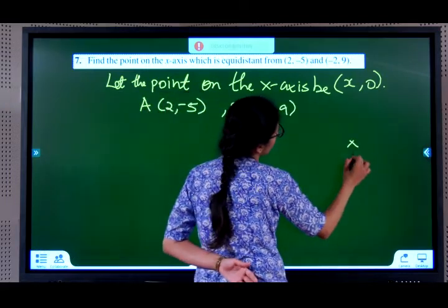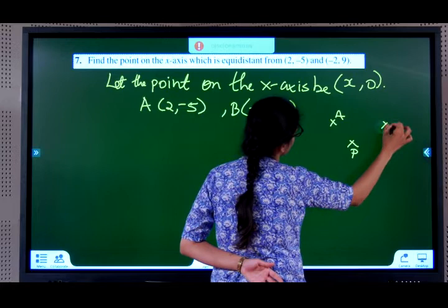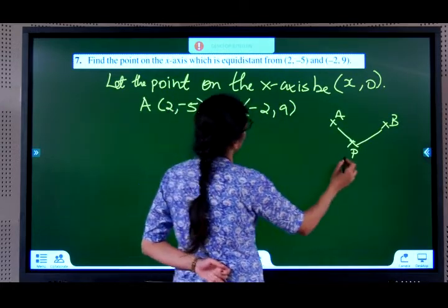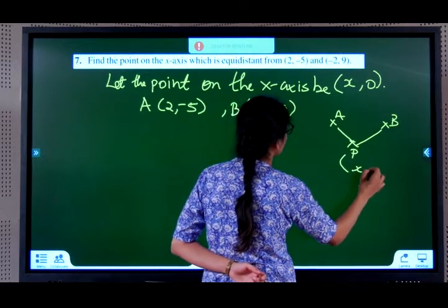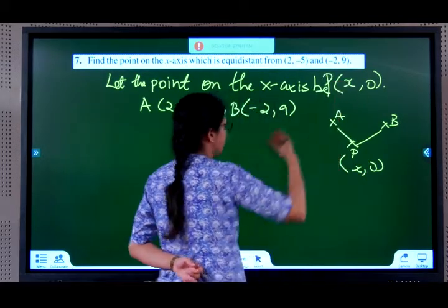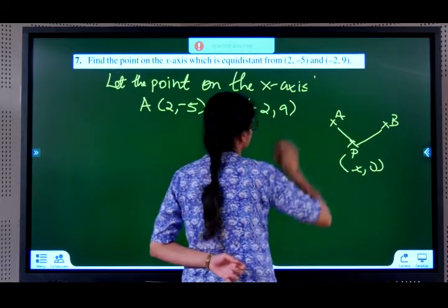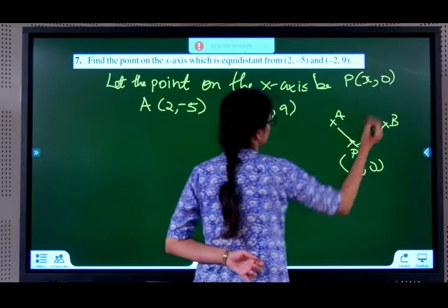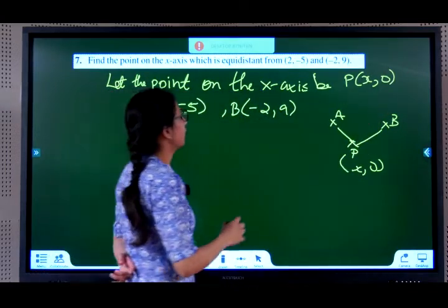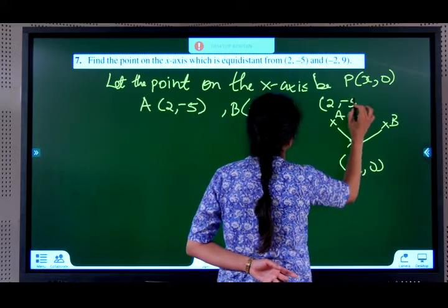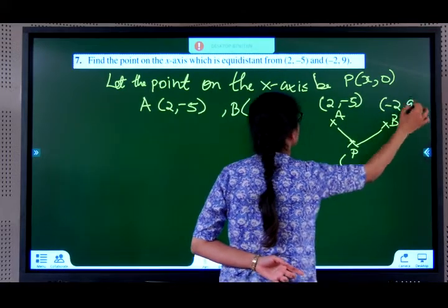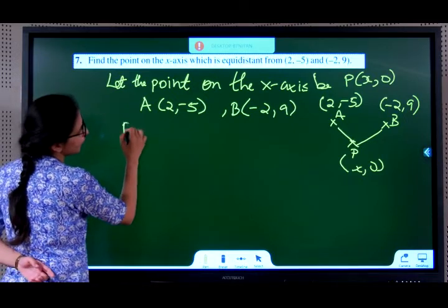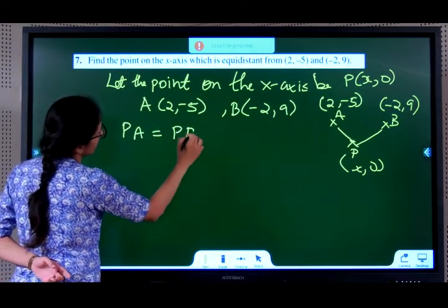You know equidistant diagram, if you put P here, A here, B here, then AP is equal to PB, correct? Yes. So P over here is (x, 0). So write this as P of (x, 0). What is A? (2, minus 5). What is B? (Minus 2, 9). So it is given that P is equidistant from A and B, therefore PA is equal to PB.